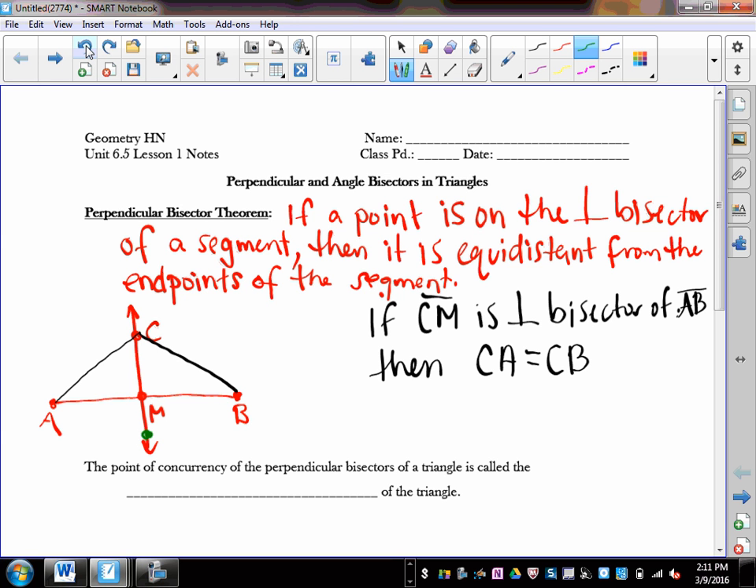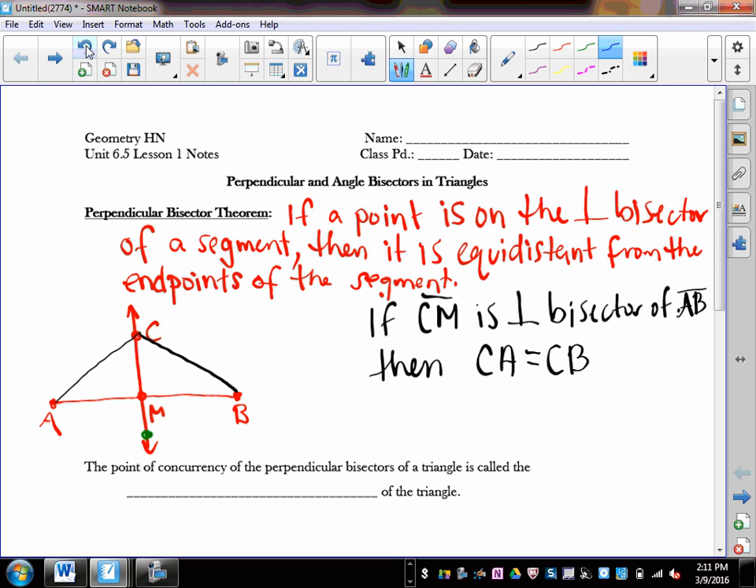Alright, so let's take a look at how we could prove this is true. Because you do have the skills and the knowledge to prove that it's true. And it's actually not even that bad. Alright, so given only the fact that we have segment AB and that CM is the perpendicular bisector. What does that mean for us? If CM is my perpendicular bisector, what does that tell me?